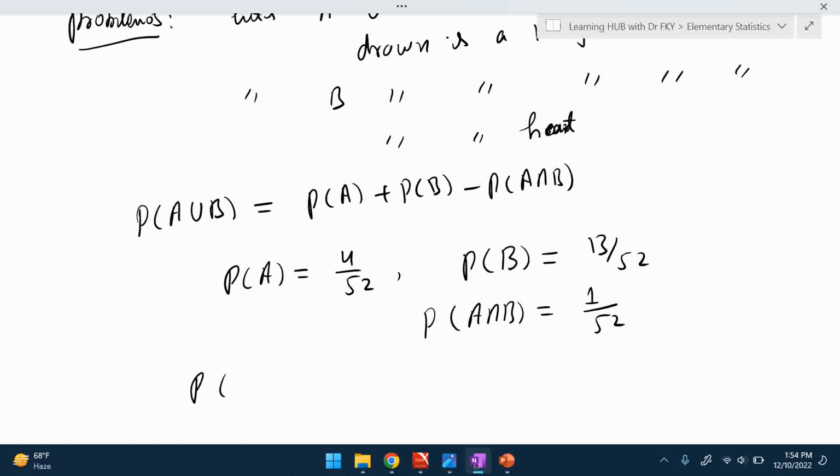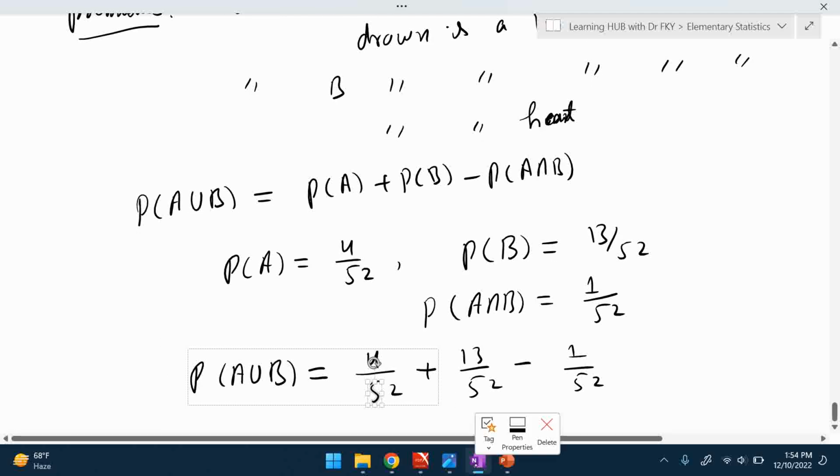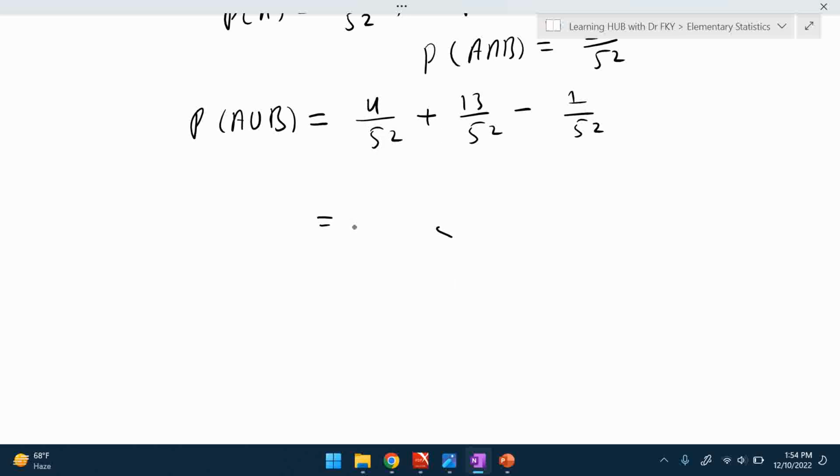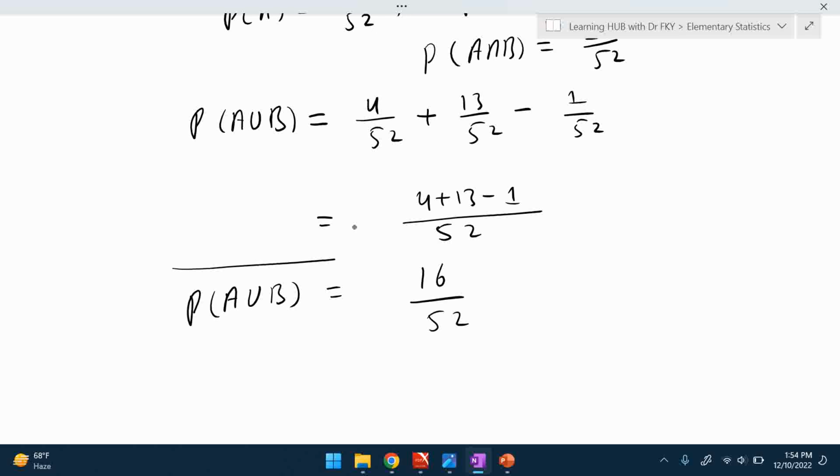Now you can calculate this probability by putting in the values. A union B, or A or B, is 4 divided by 52 plus 13 divided by 52 minus 1 divided by 52. Just simplify this: 4 plus 13 minus 1 gives you 16 divided by 52. The probability of getting a king or a heart is 16 by 52.